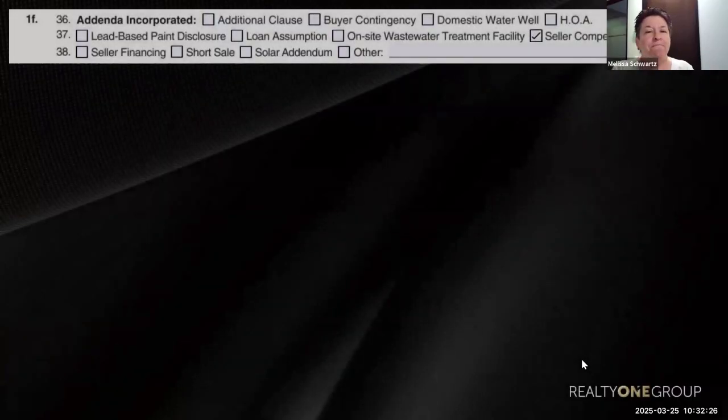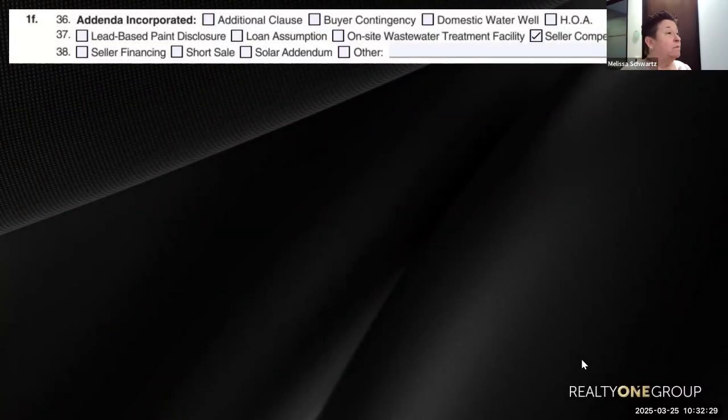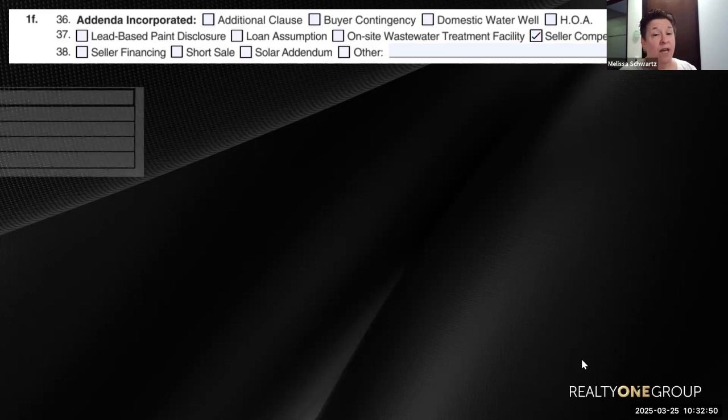So. Okay, we're still on page 1, right? AAR contract still on page 1. I flipped through, I don't know, 10 of the pages of the other one. So we have a lot of things that are addenda incorporated. What you will find on this other purchase contract is that a lot of those other things are actually built into that other contract, okay?